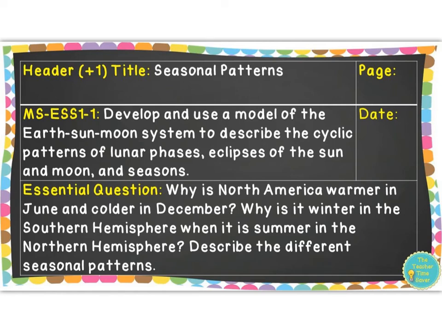Today we're going to go through the reasons for the seasons. We're going to be talking about why we have winter during a certain month and why it is summer during a different month. The essential question today is, why is North America warmer in June and colder in December? Why is it winter in the Southern Hemisphere when it is summer in the Northern Hemisphere? And we're going to describe the different seasonal patterns.